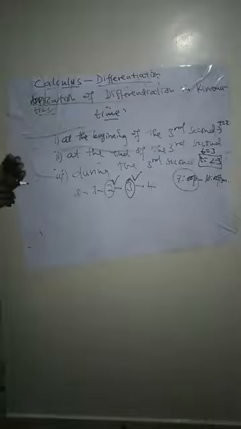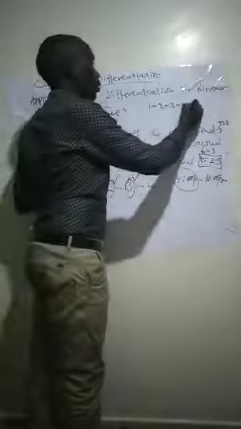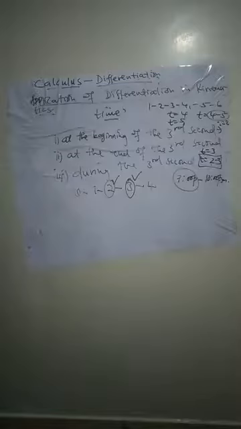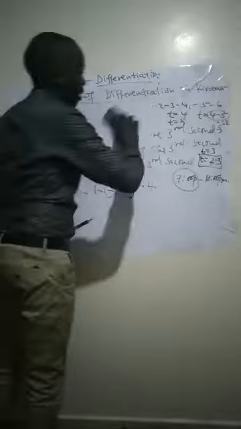Let's even pick another example. If I am told at the beginning of the fifth second, so I have 1, 2, 3, 4, 5, 6. At the beginning of the fifth, the fifth started at 4. So in that case, at the beginning of the fifth, T is equal to 4. At the end of the fifth, T is equal to 5. During the fifth, T is 4 to 5. So you need to master what each one of them means in this case. And with that, you need to now consider an example.